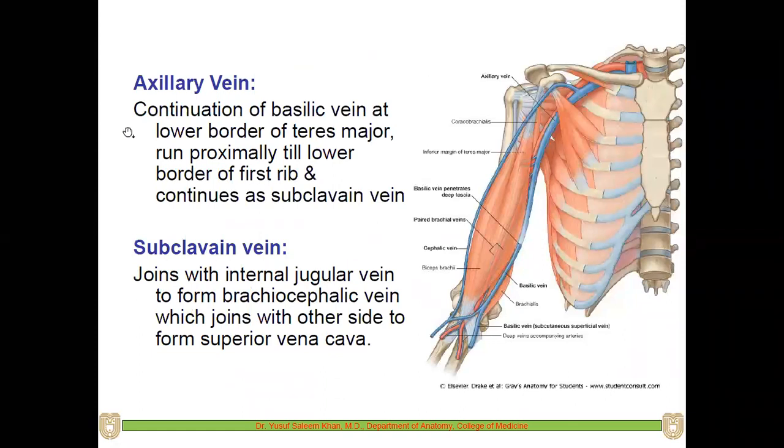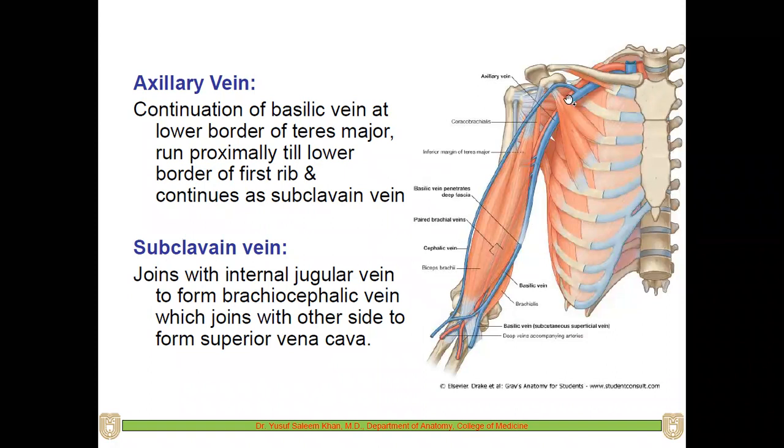Then it continues as the axillary vein. So up to here it is the basilic vein. Now it runs deep, and this is called the axillary vein. The axillary vein, the continuation of the basilic vein at the lower border of the teres major muscle, runs proximally till the lower border of the first rib, and continues as the subclavian vein.